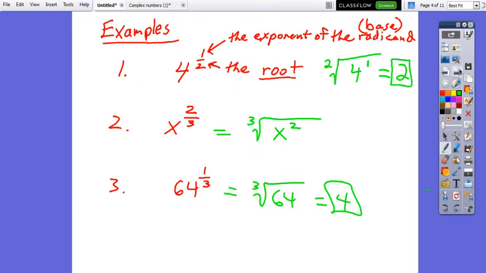Let's take a look at some examples. So y'all just write these examples as we go. All right. Start over on some of this. Are you still recording?